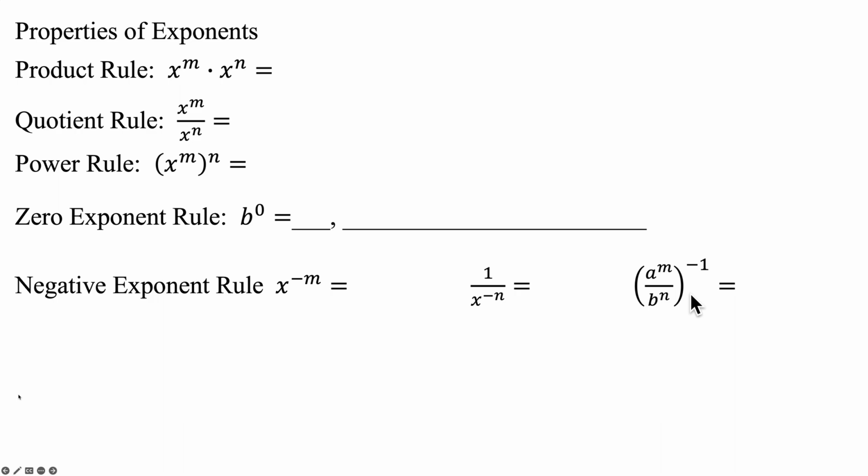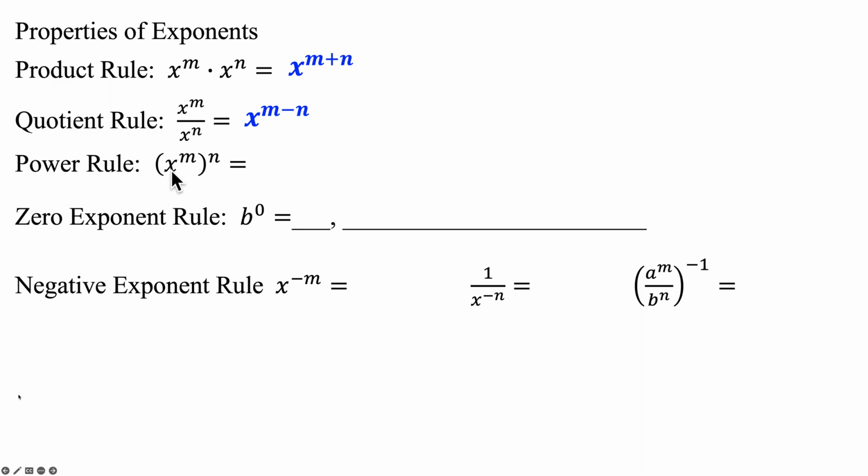Properties of exponents. Our first one's called the product rule. When I multiply like bases, you keep the same base and you add the exponents. Quotient rule: when I divide like bases, now I subtract my exponents and still keep the same base.